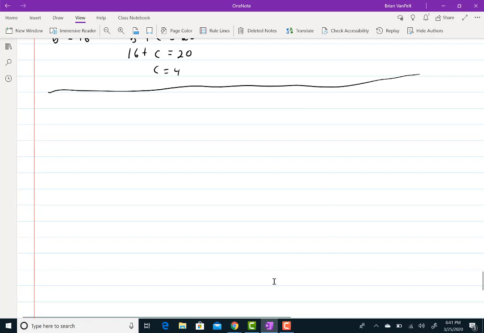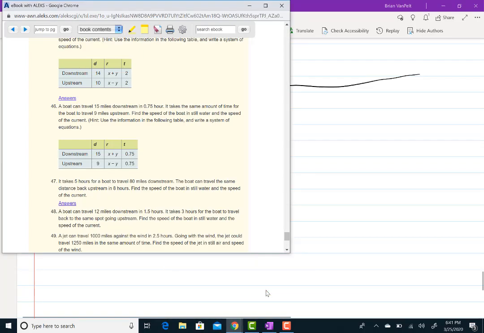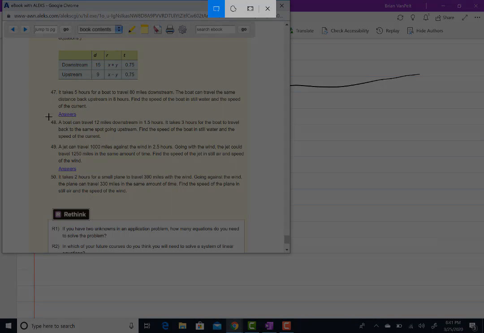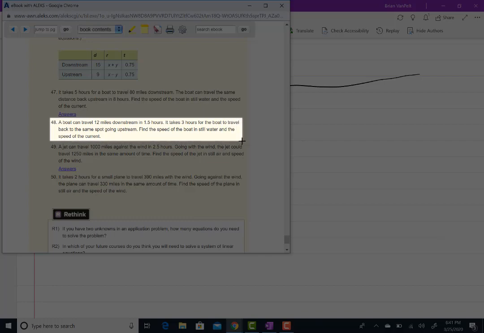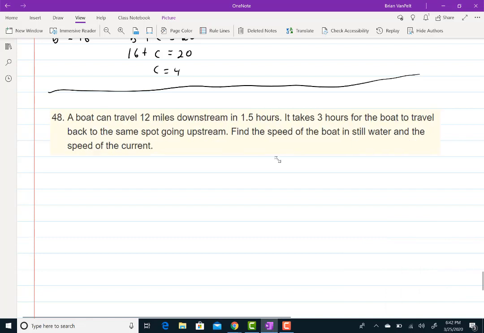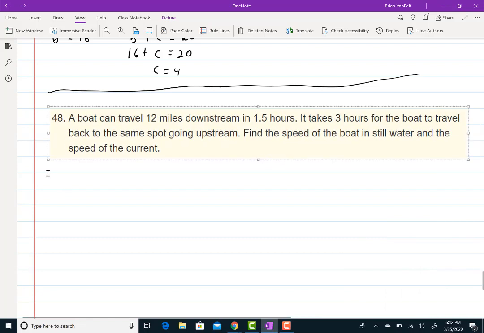Next, I want to grab number 48. Same type of problem exactly, but maybe you can pause the video and see if you can solve it yourself before I actually go ahead and do it. So what we have here is a boat can travel 12 miles downstream in a certain amount of time and 3 hours to go upstream. And we want the same thing. We want to find the speed of the boat in still water and the speed of the current.